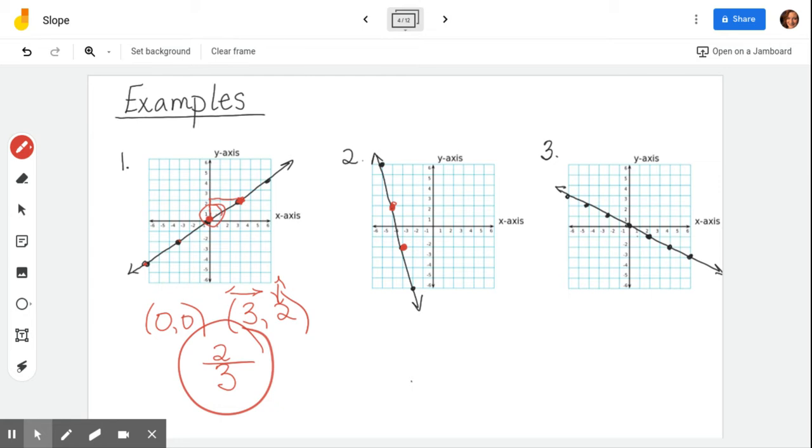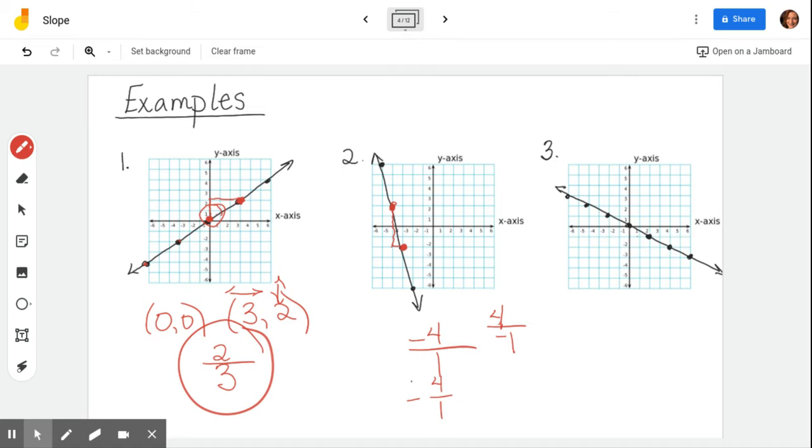To get from that point to the next one, I have to fall down 1, 2, 3, 4 times. Because I'm moving in a negative direction, that's a -4 on top. And then I have to go over 1. -4 over 1. Now, when you have a negative fraction, it doesn't matter if you have it with the top number, if you have it with the bottom number, or if you just have it out to the side. It all means the same thing.